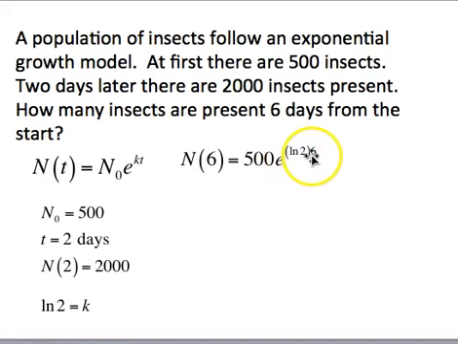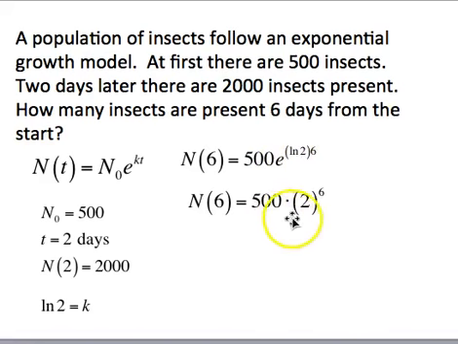And e to the log 2 times 6 is just 2 to the 6th. And we get n of 6 is 500 times 2 to the 6th power. 2 to the 6th, 2, 4, 8, 16, 32, 64 times 500, and we get 32,000. So 6 days from the start, we have 32,000 insects, assuming that this population model holds.